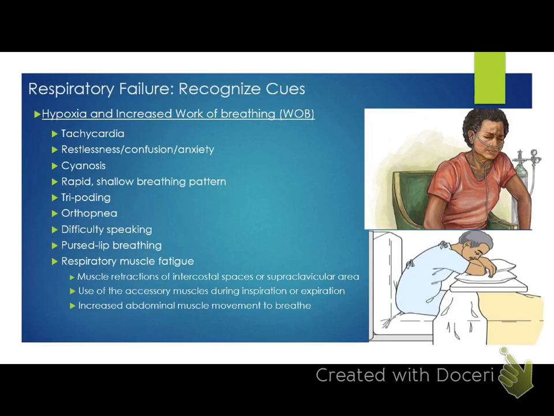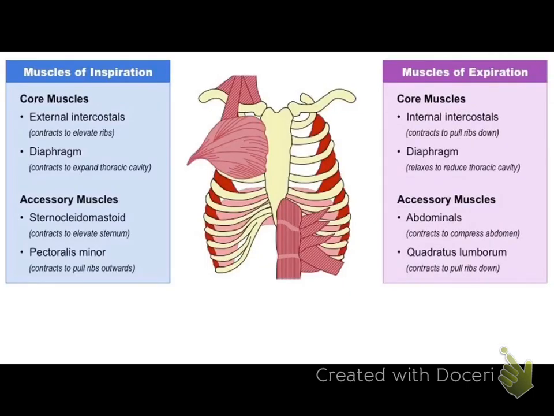Pursed lip breathing is where you're trying to, what are you doing when you pursed lip breathe? You're increasing the pressure in your lungs, and I will show you what you are doing. You're actually giving yourself PEEP. You're trying to breathe out against pressure to help pop lungs open. Respiratory muscle fatigue, this is when you're using your accessory muscles to breathe. And I have a picture for you of where all your accessory muscles are.